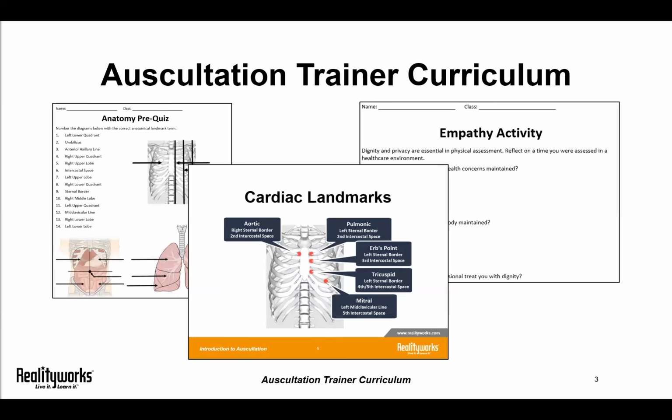The curriculum related specifically to the Auscultation Trainer follows the same pattern of focus, learn, and review. There are activities like the anatomy pre-quiz and the empathy activity. The instructor PowerPoint provides all the materials you need to teach your students about heart, lung, and bowel auscultation. A skills checklist that can be used to assess the students' auscultation skills wraps up the entire lesson.